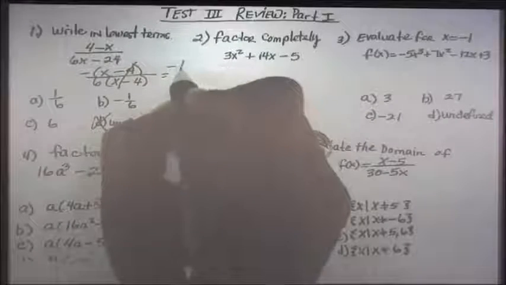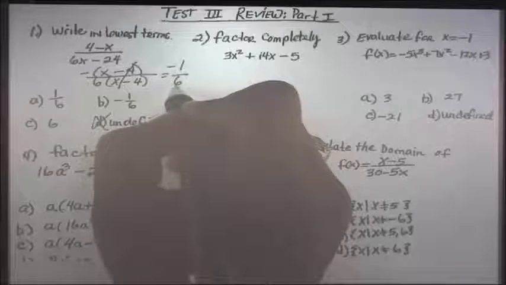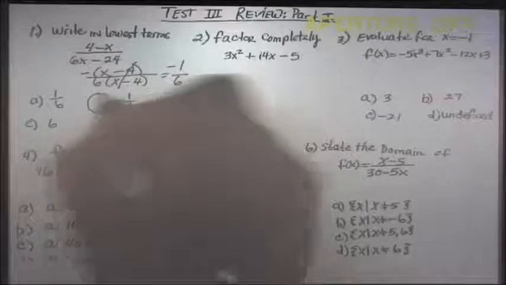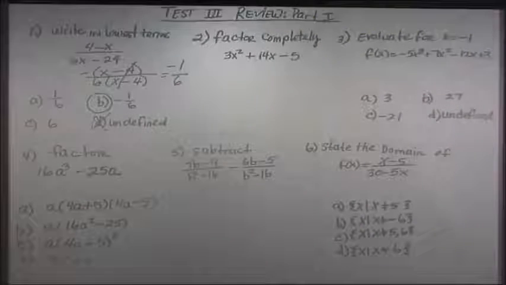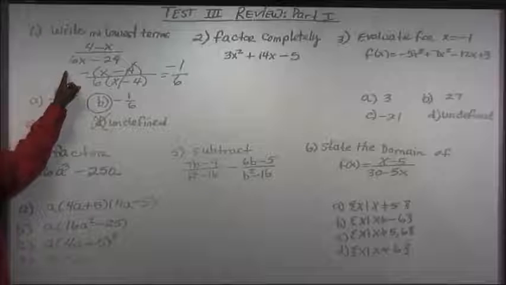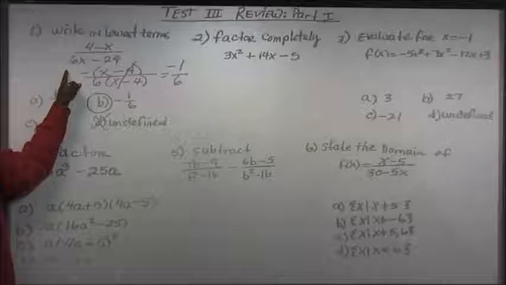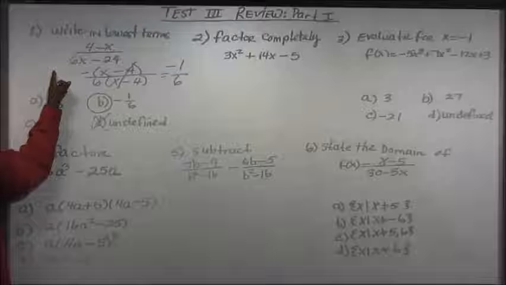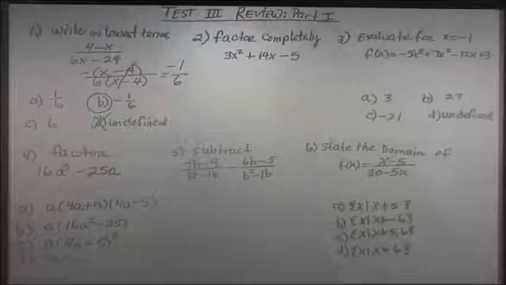So now what's left? We have that -1 on the top and the 6 on the bottom. That makes B our answer. Look for this to happen in a couple of your problems, give or take about 3 or 4, where you can factor out that -1 to make it work.